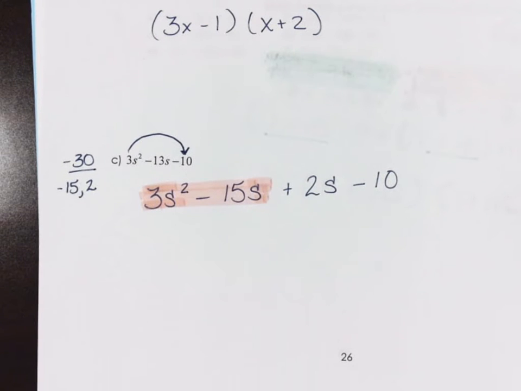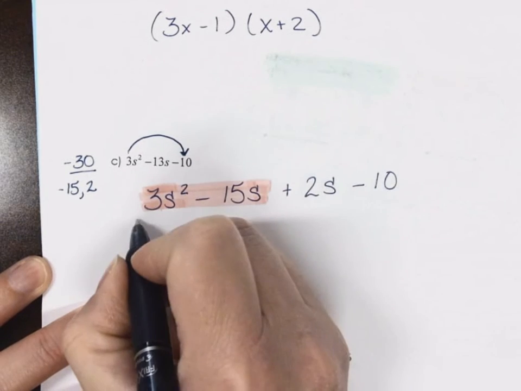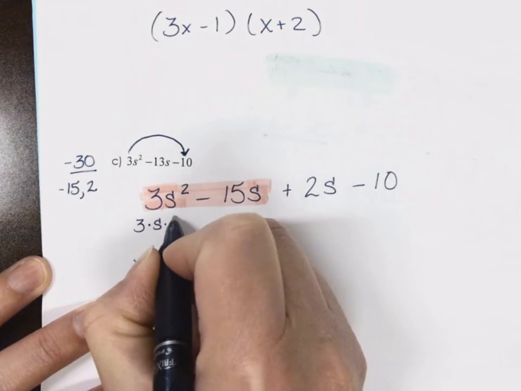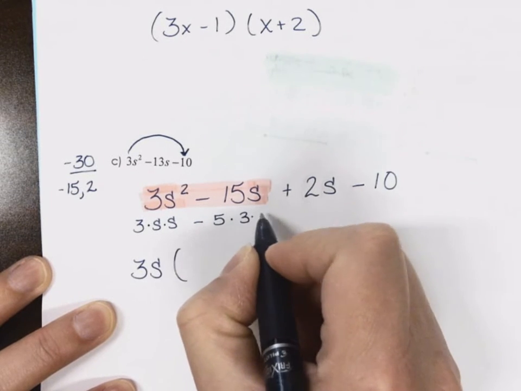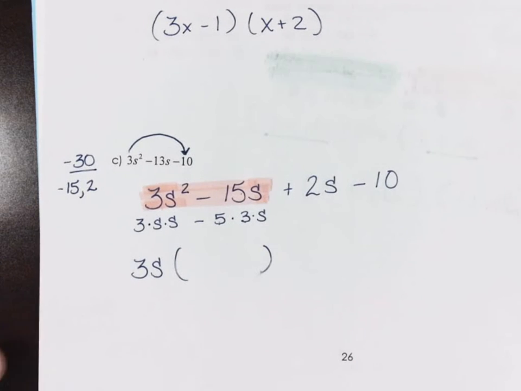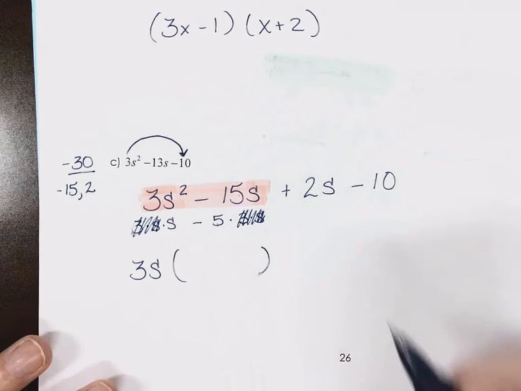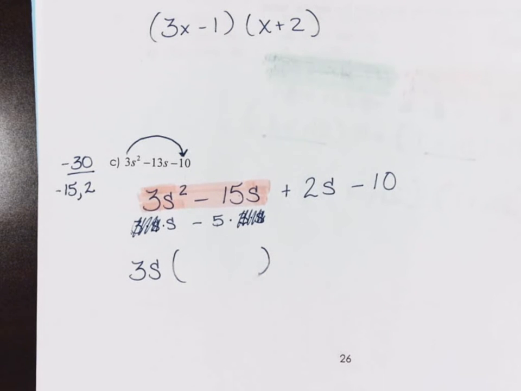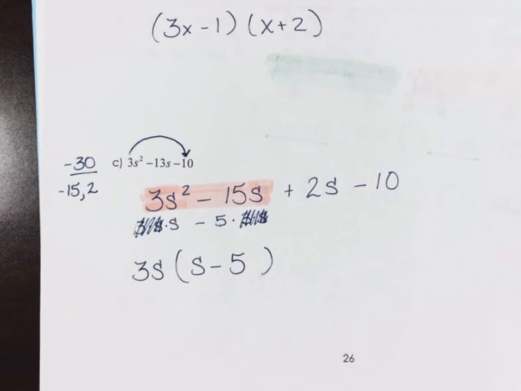Can we take a number out of there? 3. We can take a 3 out, a positive 3. So if I take out a 3S, if I rewrite this, remembering that my common factor is 3S, it'd be 3 by 5, that gives me the 15. If I take out a 3S, not circling them anymore, I'm just crossing them out, I'm going to be left with S minus 5.